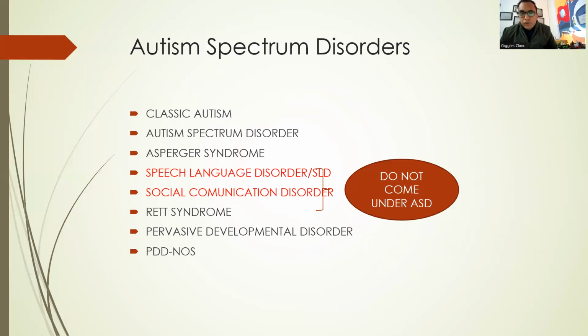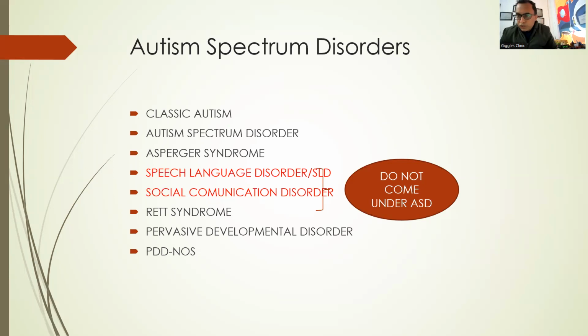So now let's come to what comes under autism spectrum disorders. Under autism spectrum disorder, these were all the classifications which were given initially: classic autism, autism spectrum disorder, Asperger's syndrome, speech language disorder, social communication disorder, Rett, pervasive developmental disorders not otherwise specified. These were all the terms which were being used under autism spectrum disorder, but there are two things, social communication disorder and speech language impairment, that do not come under ASD.